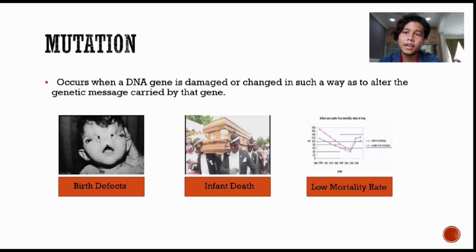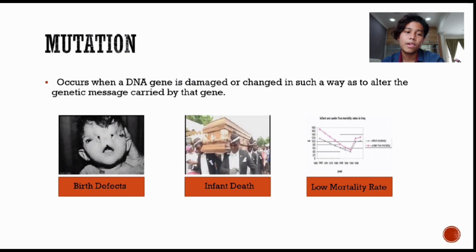When they have birth defects, it leads to infant death. This is because the defects are very significant to the baby's life. For example, they have difficulty to breathe, to eat. The infant death leads to a low survival rate. Many of the mutated babies don't survive the condition. So that's it for mutation.